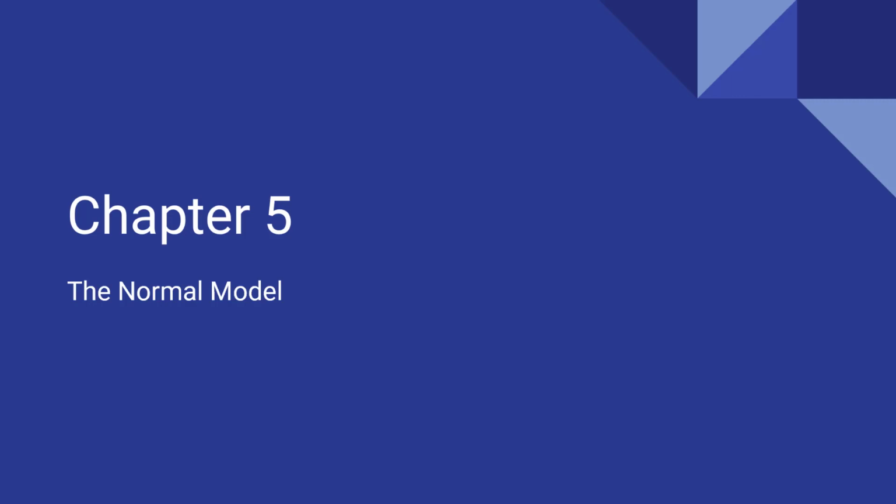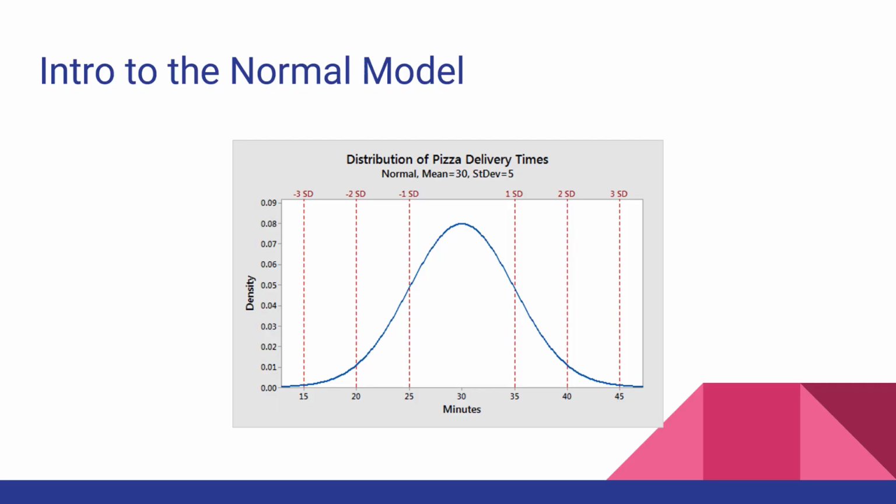Hey guys, today we're going to be going into a kind of new topic, and it's something called the normal model. So here we have a complicated looking chart. You don't have to look at that right now. Let's just consider a scenario. Let's say there is a pizza delivery service, and their mean delivery time, so their average delivery time is 30 minutes. So you go and order pizza.